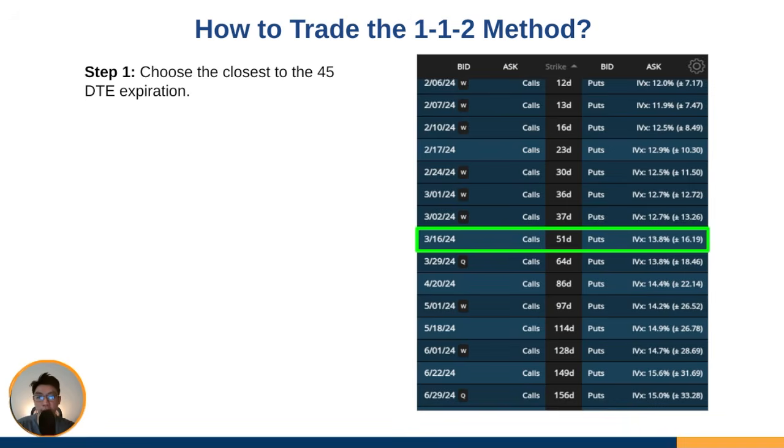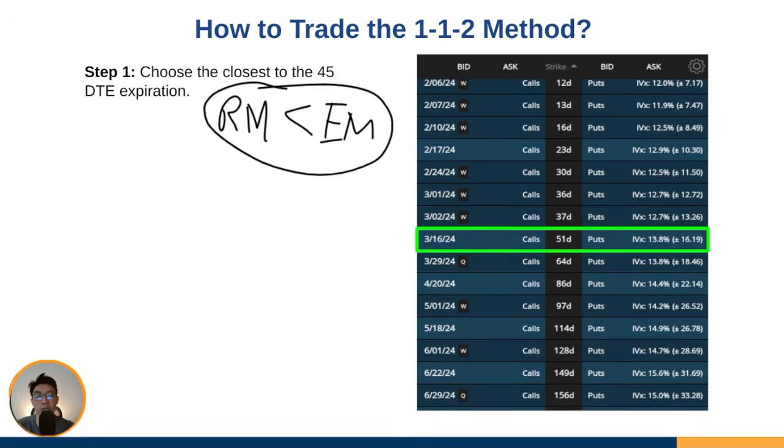So the very first step is to choose the expiration closest to 45 DTE. And again, we want to choose around 45 DTE because studies have shown this is the DTE where we have the edge, whereby the realized move is most of the time going to be lesser than the expected move. If you're not sure what this is, just go to my channel, where I talk about this expected move in depth in another video called the #1 secret to becoming consistently profitable trading options.